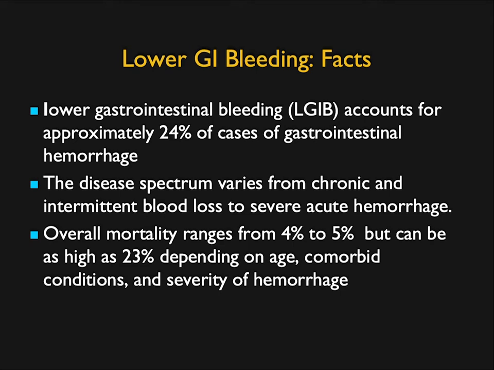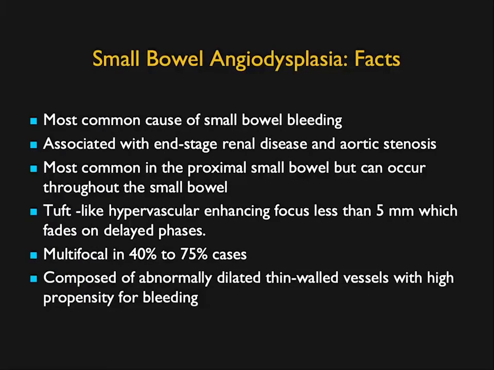Now, when we talk about the disease spectrum, we talk about things from chronic to intermittent blood loss to severe acute hemorrhage, and mortality is relatively low, but still 5% is not low, but can be as high as 23% depending on age, comorbidities, and the severity of the hemorrhage. So let's look at some of the things.